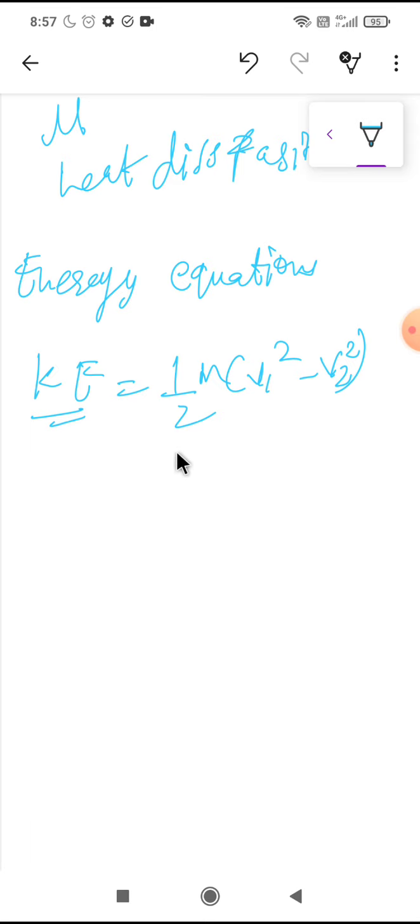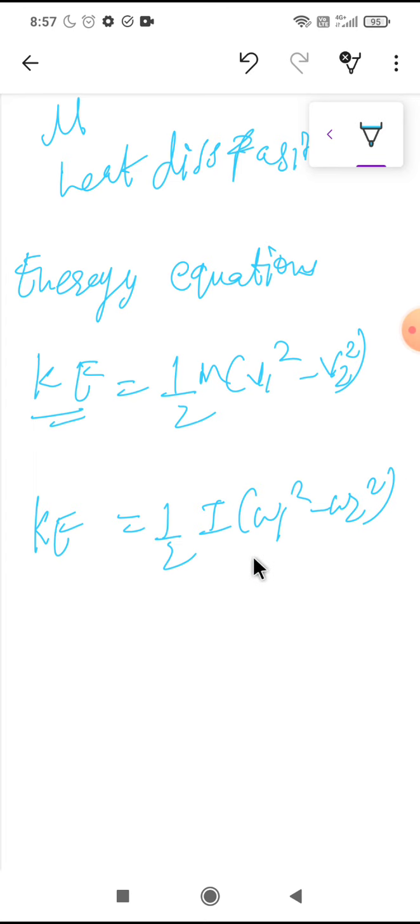Similarly, the kinetic energy of a rotating body will be given by KE = 1/2 I (ω1² − ω2²). If I write the moment of inertia formula, I = mk², where m is mass and k is the radius of gyration, it will be 1/2 mk² (ω1² − ω2²). Here ω1 and ω2 are the initial and final angular velocities of the rotating body.